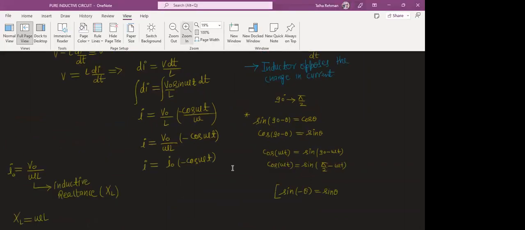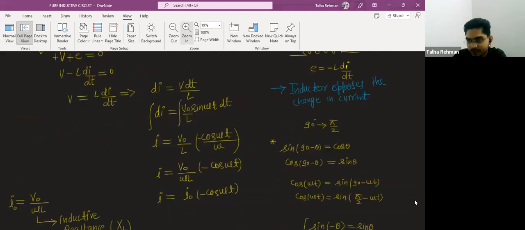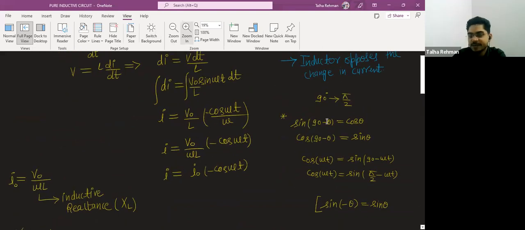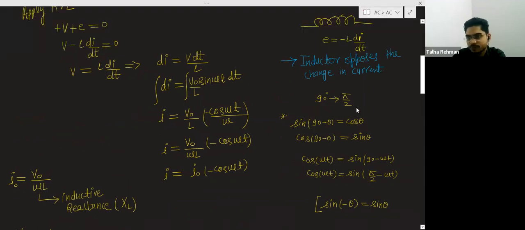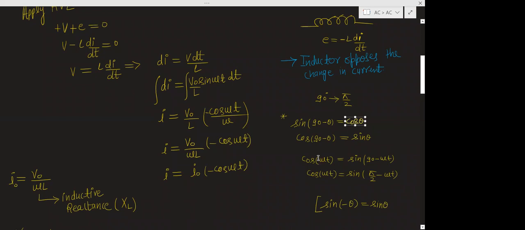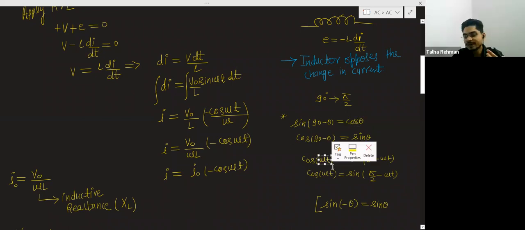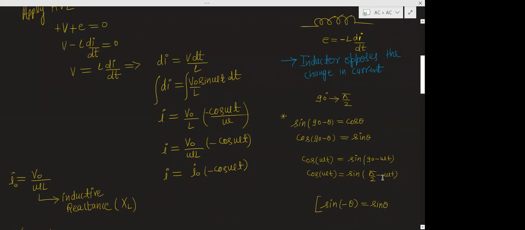Okay, now see this. I have written some formulas here. Sine 90, and 90 in radian is written as pi by 2. So sine of 90 minus theta, or sine of pi by 2 minus theta, is equal to cos theta. So cos theta can be written as sine of 90 minus theta. Omega t is also some angle, so cos omega t can be written as sine of 90 minus omega t, or sine of pi by 2 minus omega t.